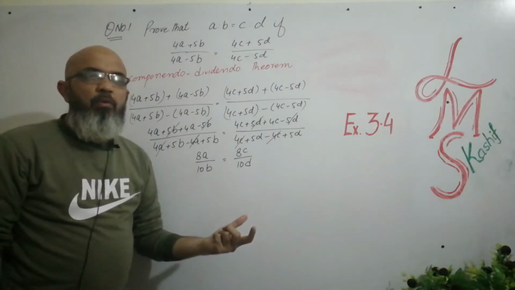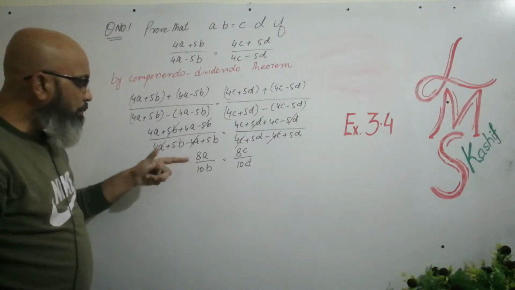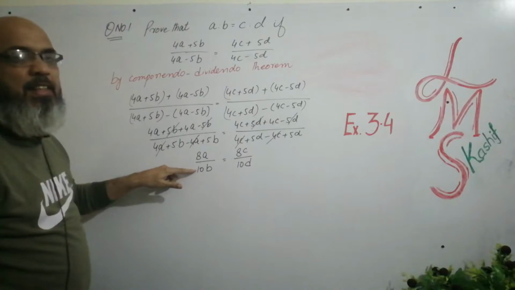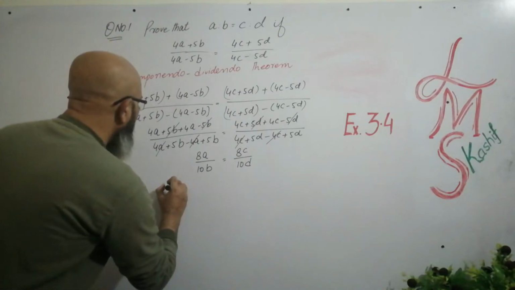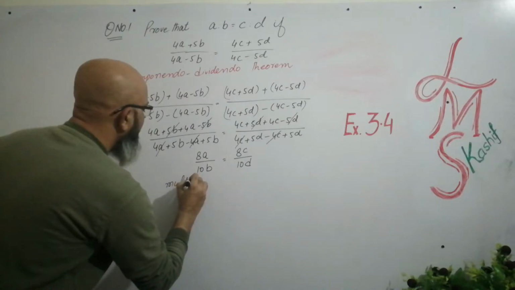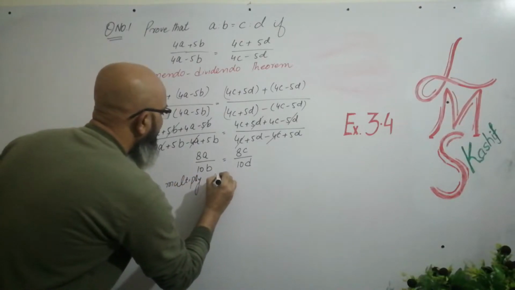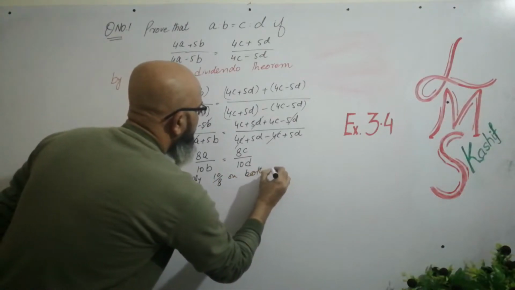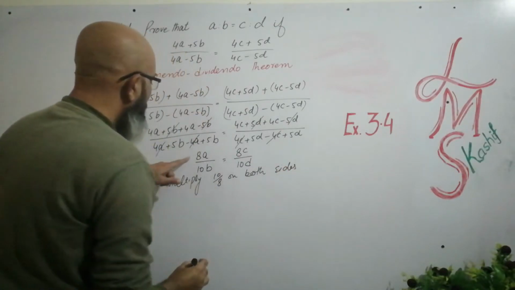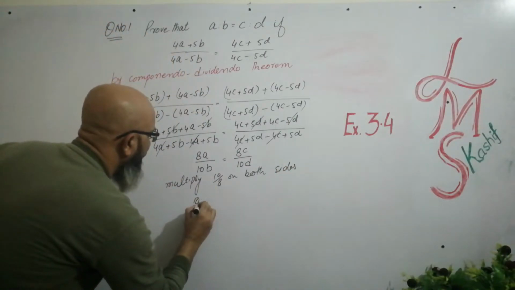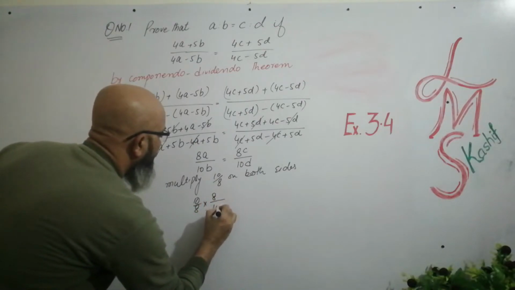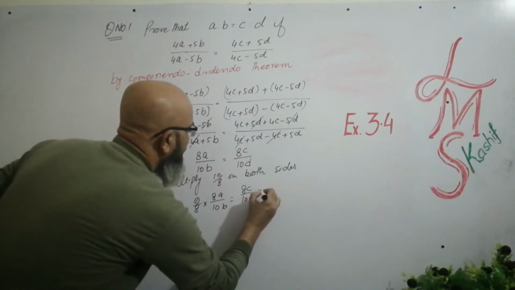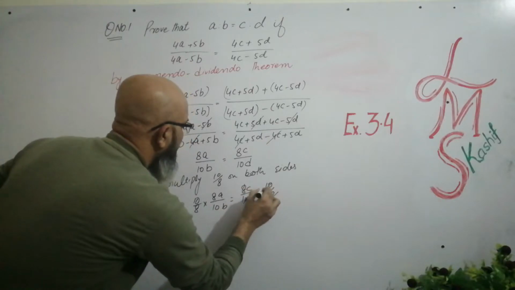So with which number we will multiply? With which fraction? Simply what is the reciprocal of this 8 over 10? That is 10 over 8. So multiply 10 over 8 on both sides. So while multiply by 10 over 8 multiply by 8 over 10, a b is equal to 8c over 10d multiply by 10 over 8, it will cut.